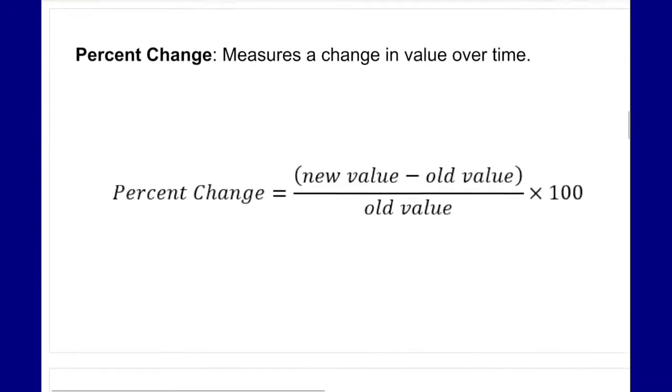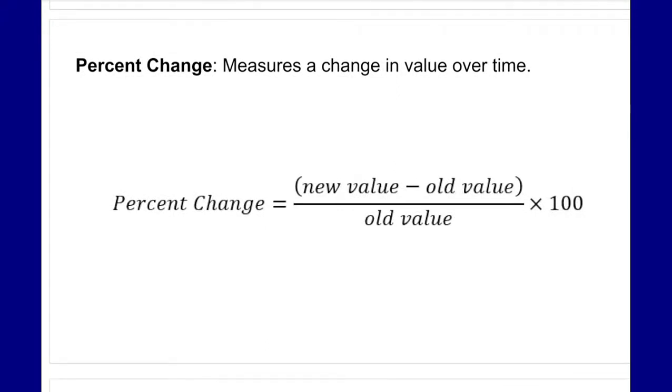The next measure that we're going to look at is percent change. And percent change measures the value, or the change in value, over time. We do have a specific formula for that, which would be the percent change is equal to the new value minus the old value, then divided by the old value and multiplied by 100. So basically we're trying to find the percent of something. If we're figuring out what is that change, divided by the old value multiplied by 100.